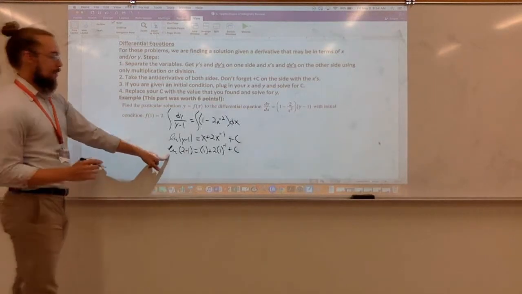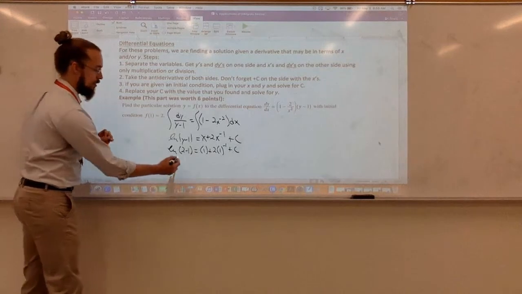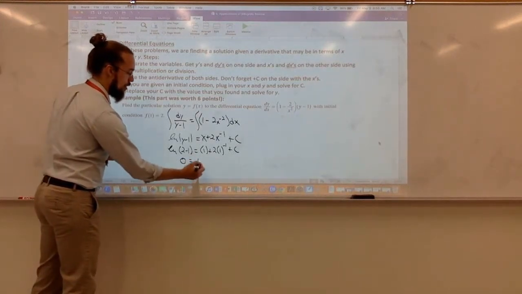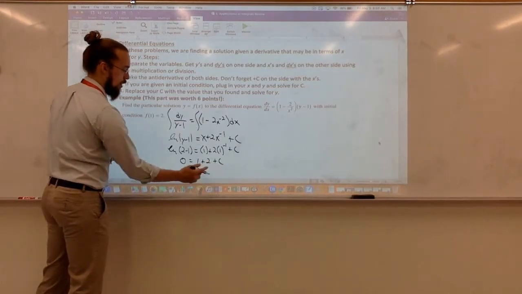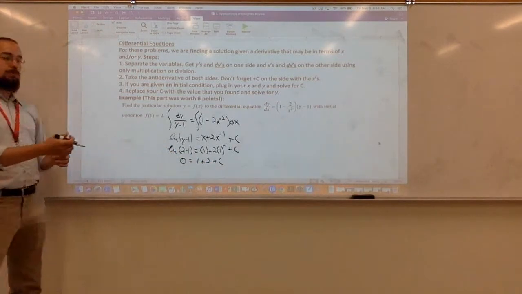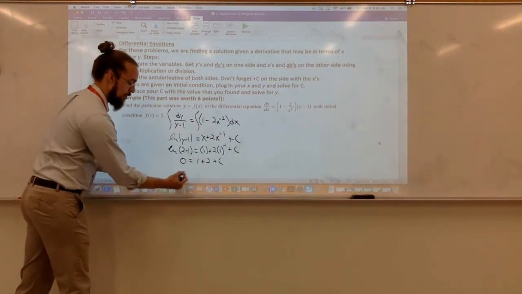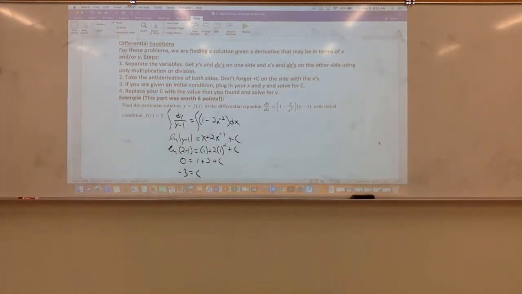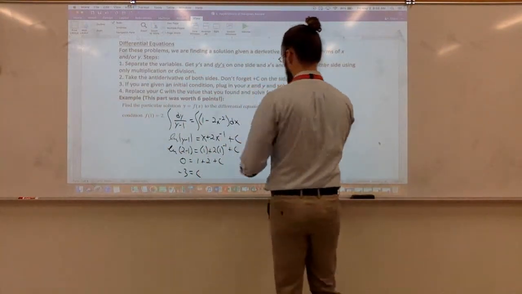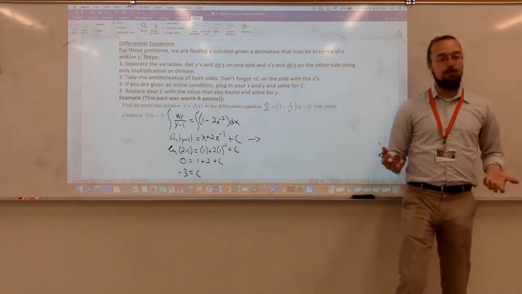So this is natural log of 1. What's the natural log of 1? 0. So 0 equals 1 plus 2 times 1. This would be 2. So we get 0 equals 3 plus c. Subtract the 3 over, and we get that c is equal to negative 3. Now, I want to take that value, plug it in for c up here, and solve for y.